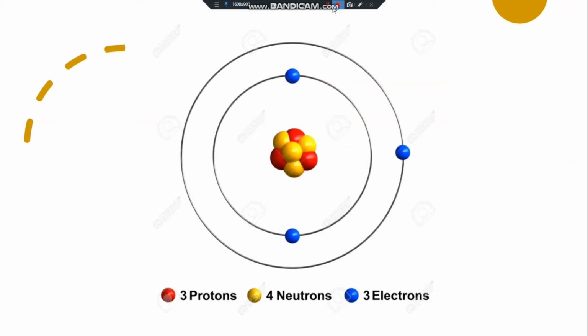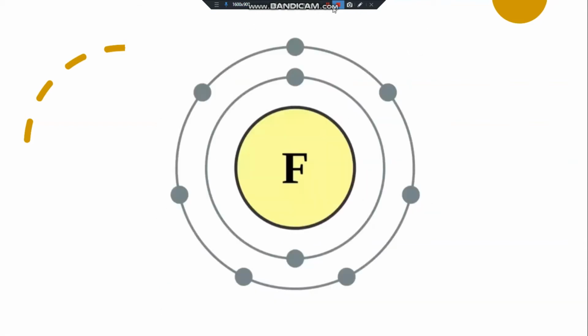Here's a lithium and it has 3 positive protons and 3 negative electrons. Because there's the same number of protons and electrons, the charges cancel, so lithium has no overall charge. So here's a fluorine and it has 9 positive protons and 9 negative electrons. Again, because there's the same number of electrons and protons, the charges cancel, so the atom of fluorine has no overall charge.